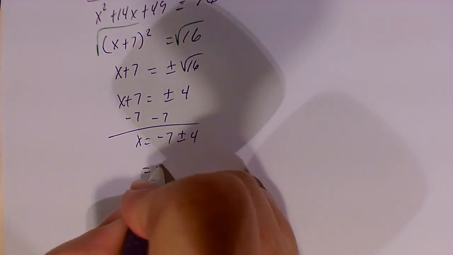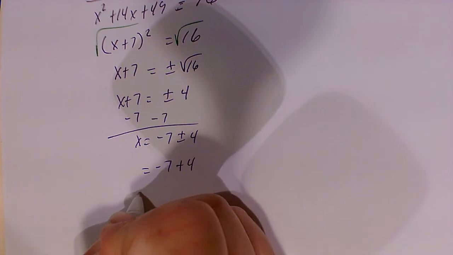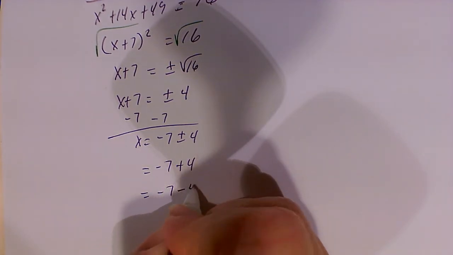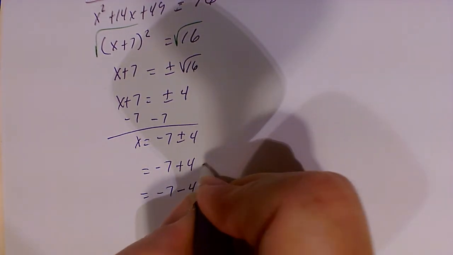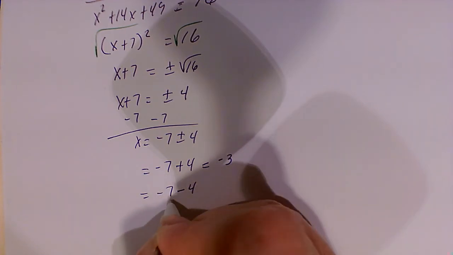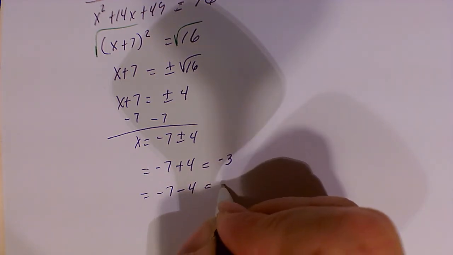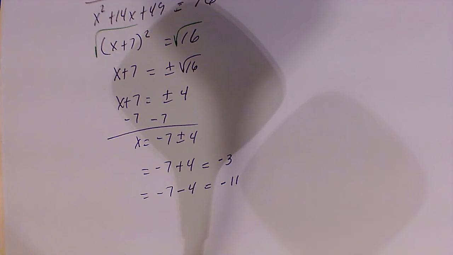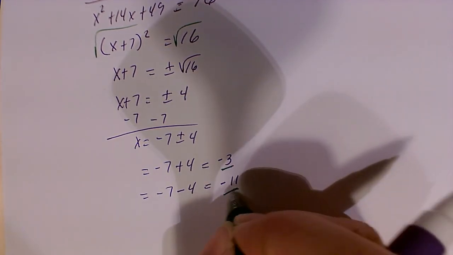So this means we have negative 7 plus 4, and we have negative 7 minus 4. So negative 7 plus 4 will get us negative 3, and negative 7 minus 4 will get us negative 11. And those would be our two answers right here. The negative 3 and the negative 11.